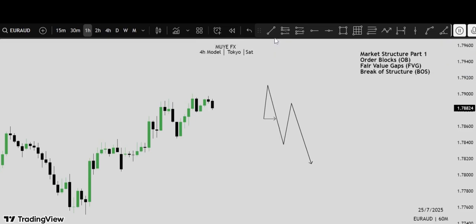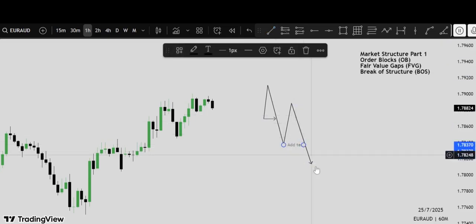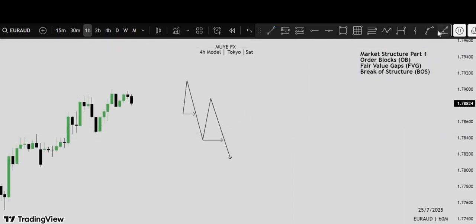We can call this a break to the downside. Here also we have another break to the downside. So that is for a bearish market. A bearish market means a market that is trending lower. So I can create an example of a bullish market here. So we have a break here to the top side.